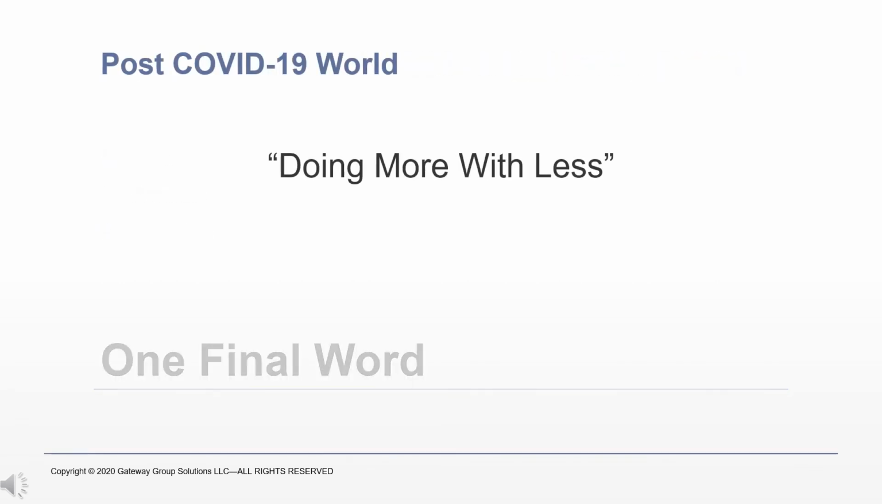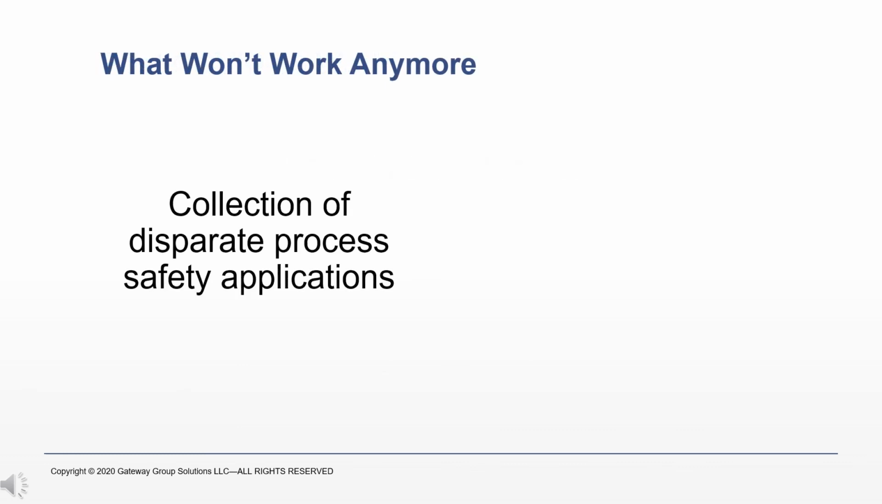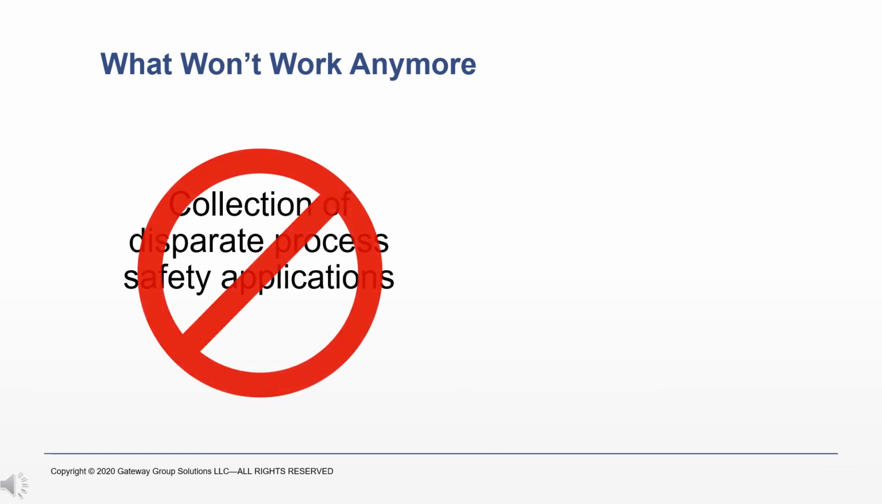Oh, and one final word before we adjourn. We don't know the ultimate public health trajectory of COVID-19. What we do know is that companies will cut back and each of us will have to do more with less. But we're still going to have to comply with process safety requirements. Having a whole collection of disparate applications to support process safety was tolerated in the past, but will no longer be tolerated because it's simply too expensive.